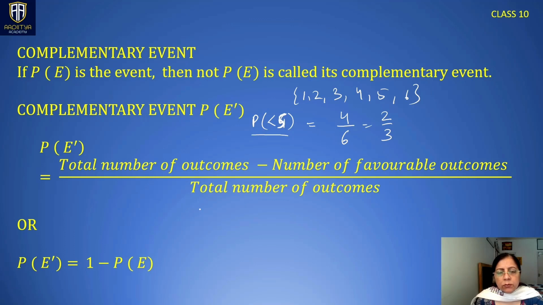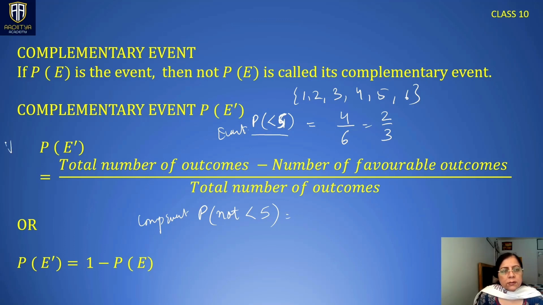If I say what is the probability of a number not less than 5, this is the complementary event for this event. If this is the event, this becomes the complementary event: not less than 5. Now look for the opposite numbers. Here we have two different ways of calculating this probability of complementary event.